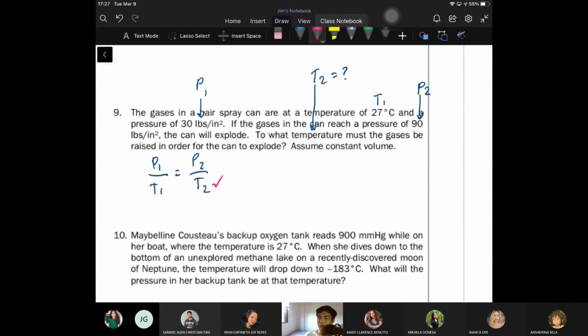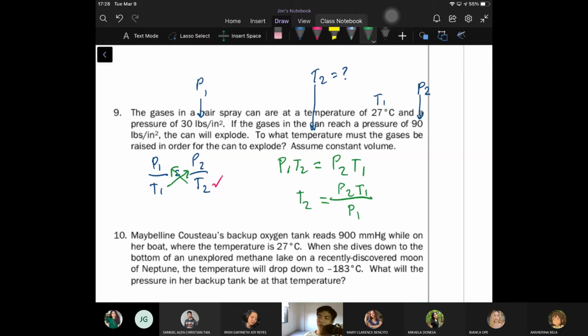Okay. So, in solving for T2, we have to do some algebra, no? Kailangan natin i-cross-multiply muna to. So, let us cross-multiply the denominators. So we have P1 T2 equals P2 T1. And then since we are just looking for T2, yung T2 lang yung gusto natin, we divide both sides by P1. So our final equation would be P2 T1 divided by P1. Yan ay equal sa T2.